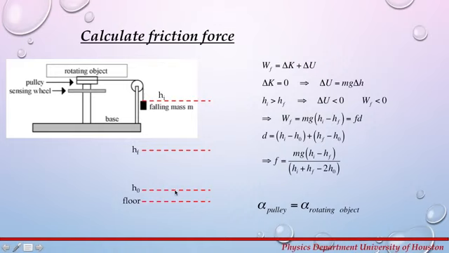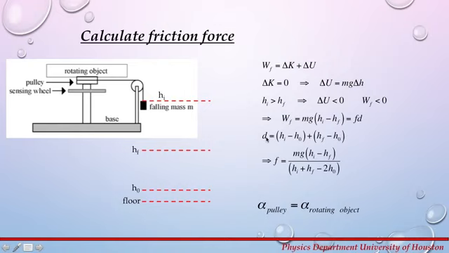h0 here is the lowest point the falling mass reaches. H initial is the starting point of the falling mass. This is the top point, and then h final is the final point of the falling mass, and this is this midpoint here.